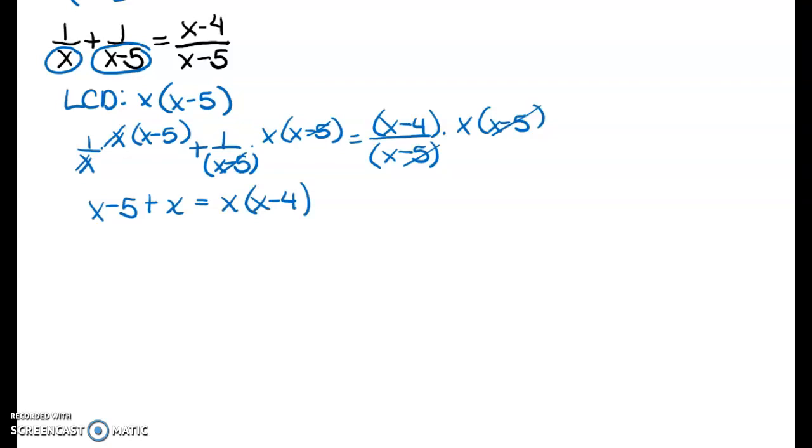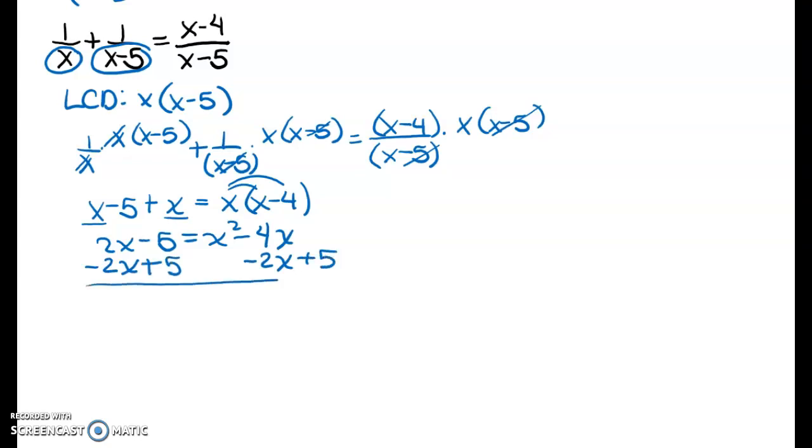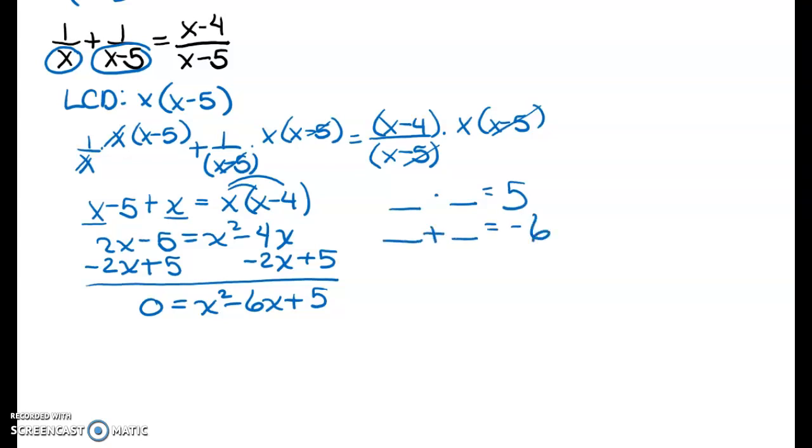And this is where I combine like terms and distribute. So I'm going to combine these terms to get 2x minus 5 equals x squared minus 4x. So let's subtract the 2x from both sides and add the 5. So I get 0 equals x squared minus 6x plus 5. Well, I know there are factors of 5 that add to negative 6. So it's negative 5 and negative 1.